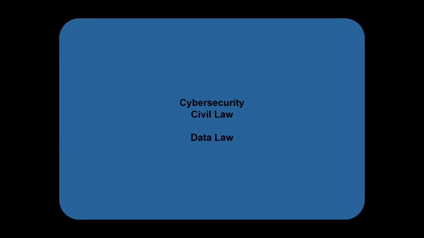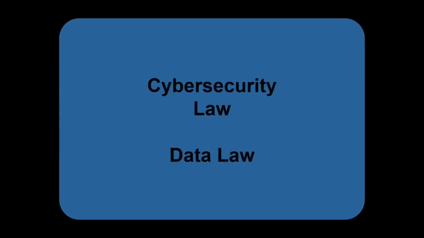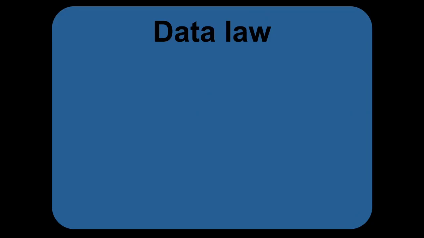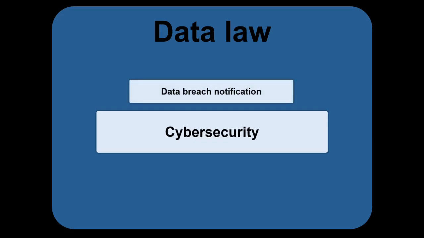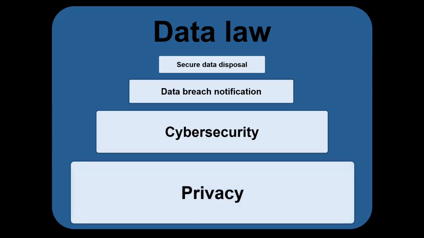And let's zoom in and expand on what that data law is. I have another video on data law, and just for now, it's good to know that data law has 4 main parts. Cybersecurity law is one part of data law. There's also data breach notification law, meaning if organizations are breached and consumer data is accessed or stolen, there might be a law that says that has to be reported to the government and the people whose data was stolen. There's laws for secure data disposal. There's laws for privacy. And that's how I think about data law. See my other video if you're interested in that.